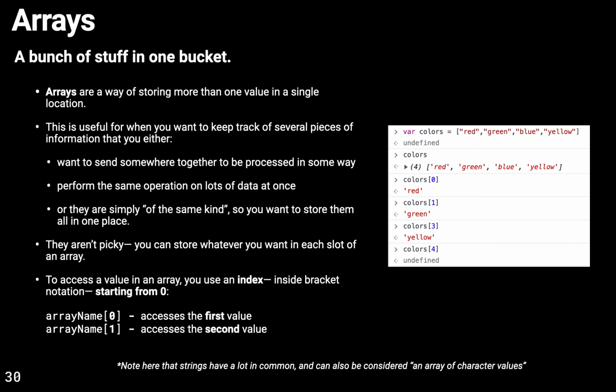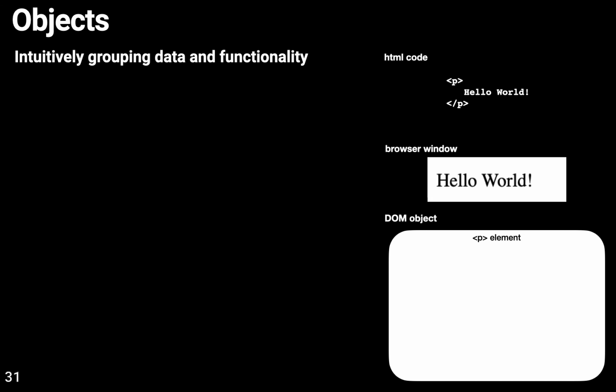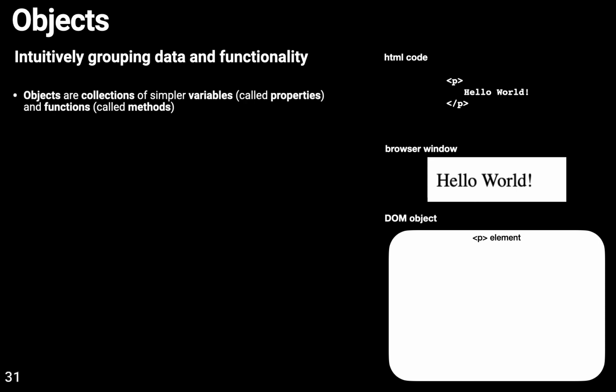But carrying on, objects. Okay, so this is how we intuitively group data and functionality. Objects are collections of simpler variables, in this case called properties. Ooh, that should be familiar. And functions, which in this case you call methods. So the variables of an object are properties, and the functions of an object are methods. That's just a terminology thing for the most part.